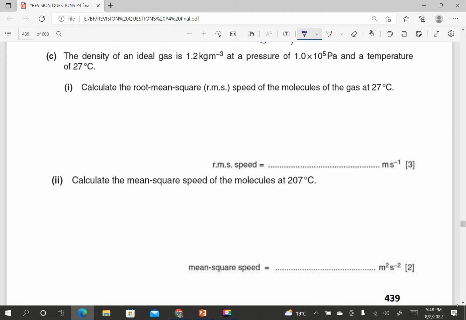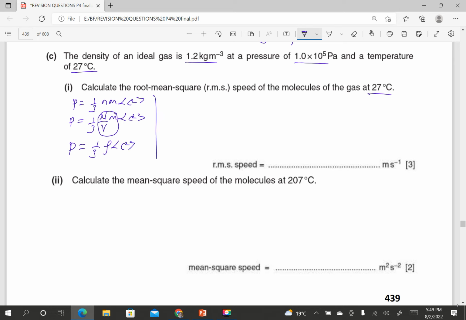Then part C, the density of an ideal gas is given as 1.2 at a pressure of 1.0 times 10 power 5 pascals and a temperature of 27 degrees Celsius. Calculate the root mean square speed of the molecules of the gas at 27 degrees Celsius. We know that P is equal to a third times n times small m times mean square speed. Small n is capital N over V, the number of molecules per unit volume, times m times mean square speed. Of course, n times m is total mass over volume. This becomes density. So it is precisely the same as saying P is equal to a third times density times c squared.